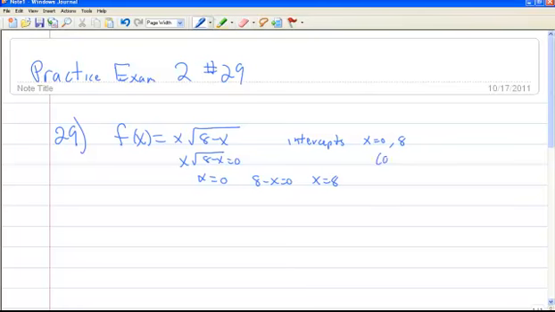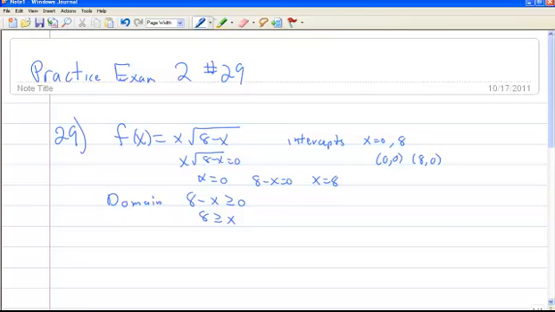So we have (0, 0) and (8, 0). Now, something to look at is the domain. Because you can't be negative under the radical, 8 minus x must be greater than or equal to 0. That means 8 is greater than or equal to x, so you have to be less than or equal to 8.